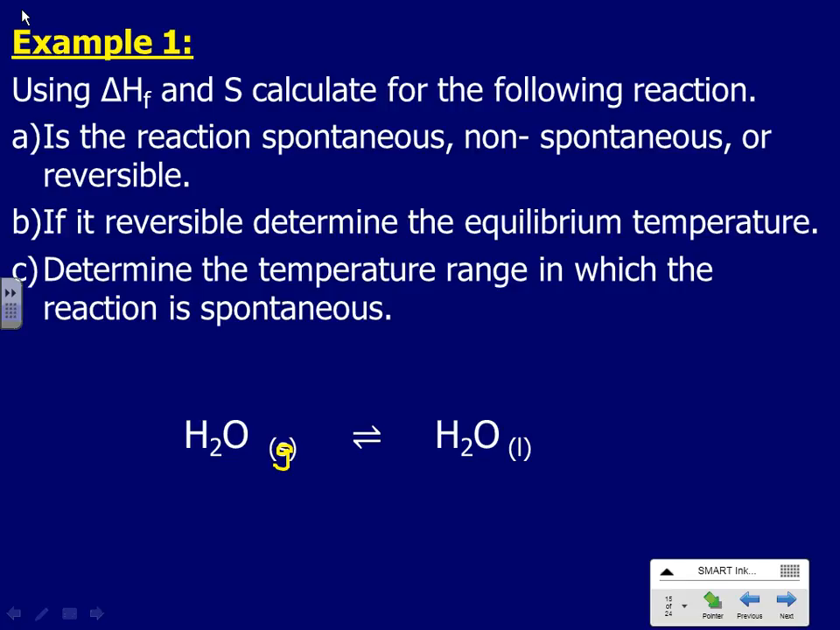So when a question is asked, determine the temperature range in which the reaction is spontaneous, you've got to determine which one is going to dominate. In this case, it's spontaneous through H, and therefore I need a low T. At low T, delta H is, no, that's wrong.